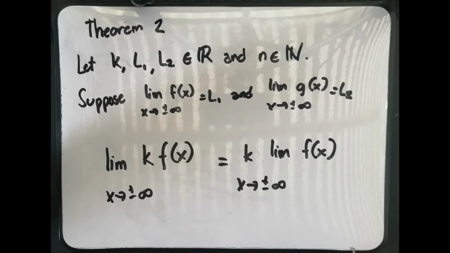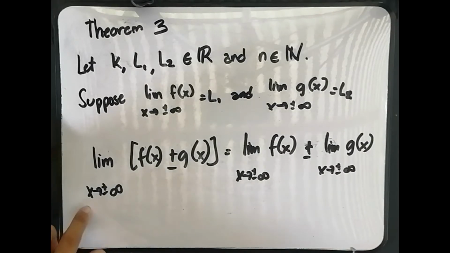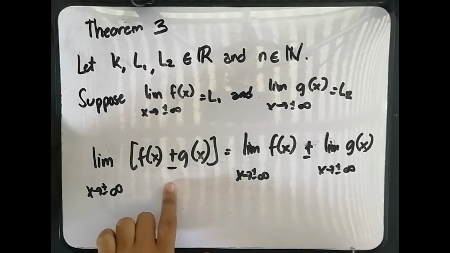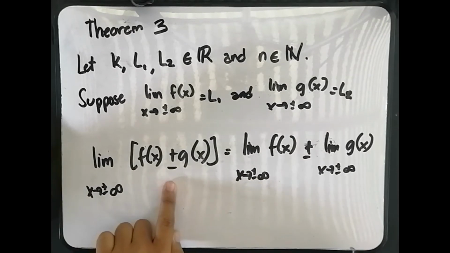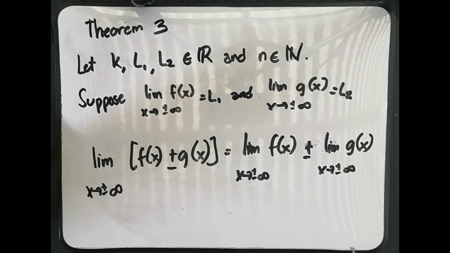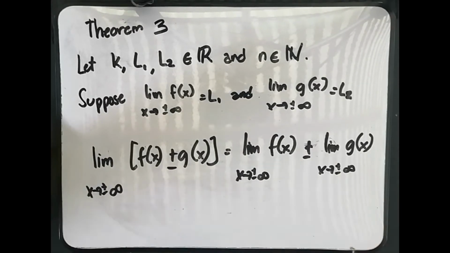So parang same lang doon sa limit theorems natin noon. Also, yung limit ng sum or difference ng functions, Theorem 3 can also be applied kapag marami siyang function, basta sum and difference. Okay? So the limit of the sum and difference of two functions as x approaches positive and negative infinity is actually equal to the sum or difference of the individual limits as x approaches positive and negative infinity.